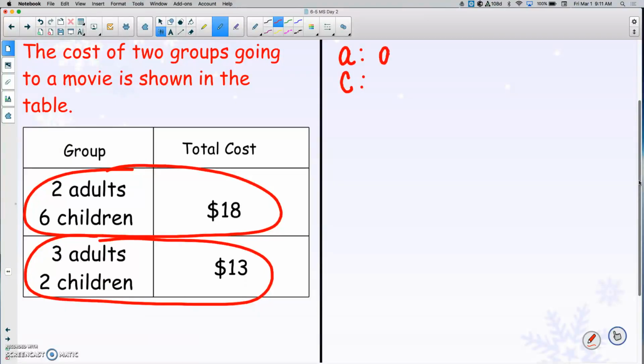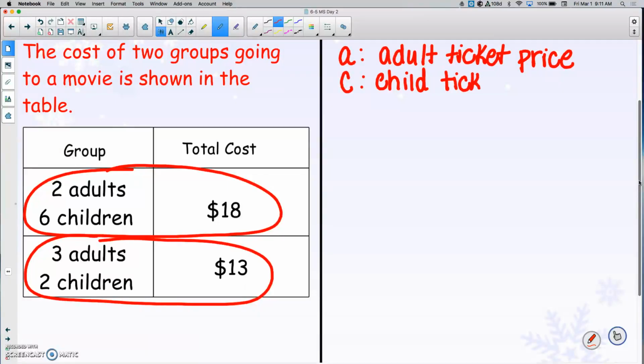So A is going to represent my adult ticket price. Remember, you should always define your variables. So that means saying what they stand for. And then C can represent child ticket price. You can choose any variables that you want. You just need to define what they're representing.